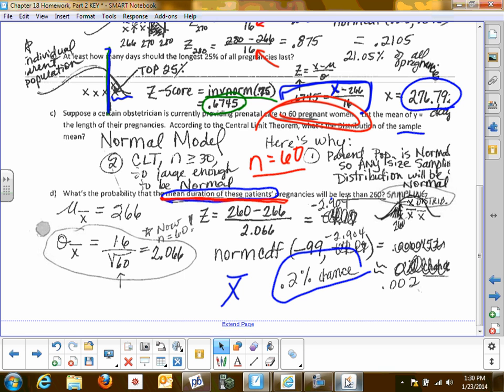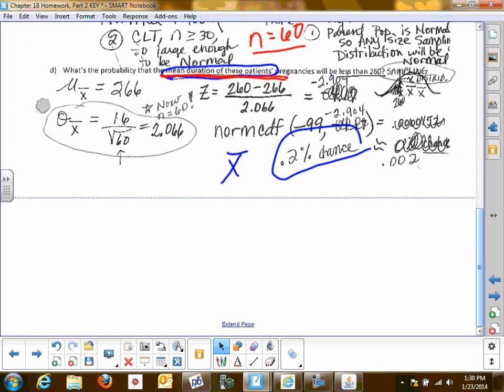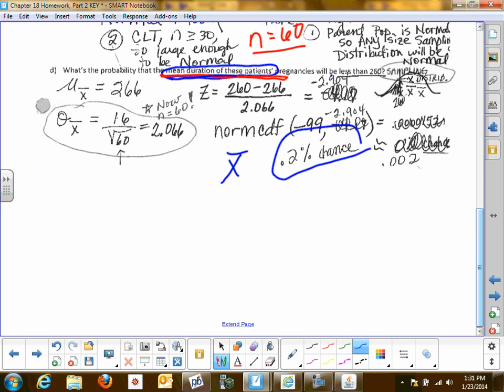All right. Last question. What's the probability that I get an average of 60 with 260 or less? That's saying I've got something really skinny. Here's 266. For the average to be all the way down here at 260, that's going to be very small. Notice the standard deviation I use is 16 divided by the square root of 60.